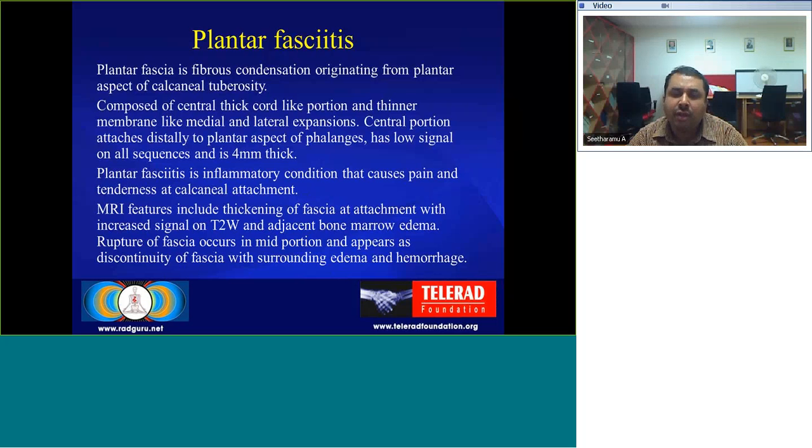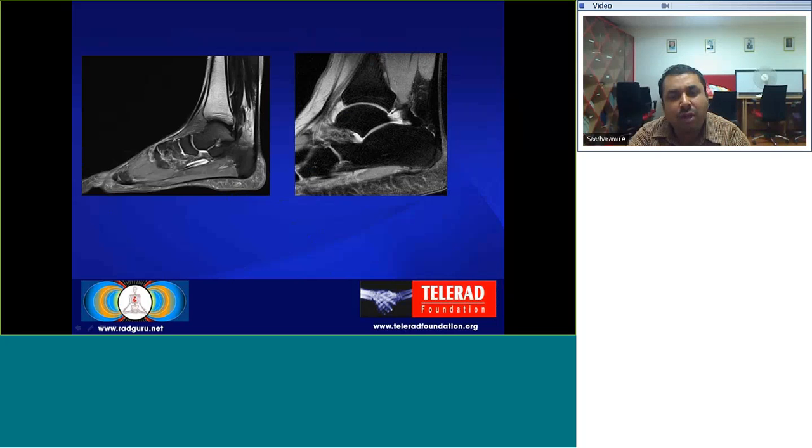The MR features include edema of the fascia at the attachment along with edema in the adjacent bone, that is at the calcaneal attachment. Sometimes there can be rupture of the fascia. This usually occurs in the mid portion with associated edema and hemorrhage. This is a normal T1 fat sat image demonstrating the central portion of the plantar fascia attaching to the calcaneus, and distally the attachment is not shown. It is hypointense on all sequences.